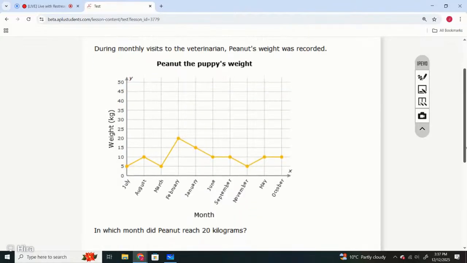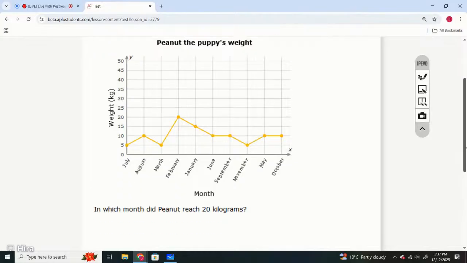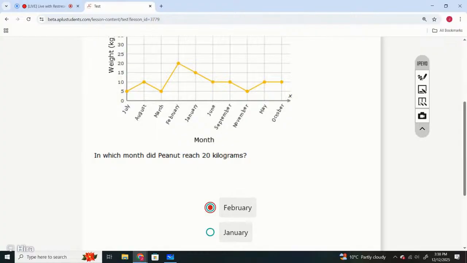During monthly visits to the veterinarian, Peanut's weight was recorded. In which month did Peanut reach 20 grams? So 20 reached in February. The correct option is February.